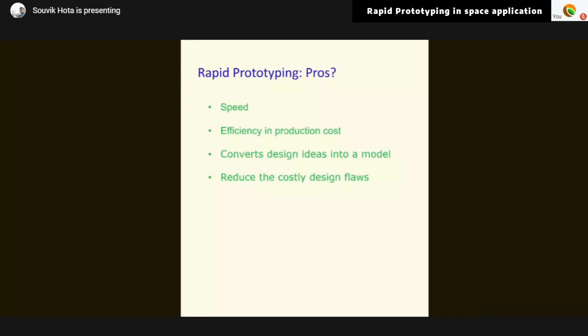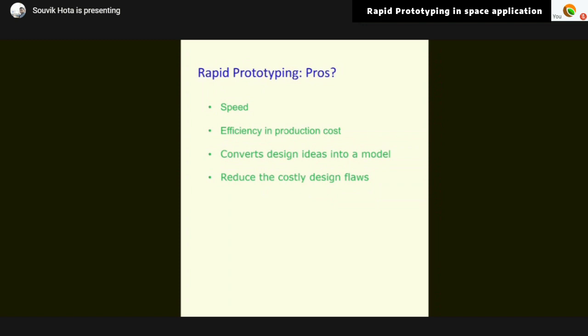Moving to the next point, it converts design ideas into models. This is a very viable and very lucrative point to be discussed. Rapid prototyping is used by manufacturers and professionals to convert the 3D idea into physical form. With a physical representation of the concept, we can have an idea of the overall design and the properties of the product.